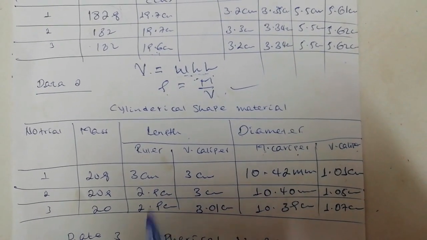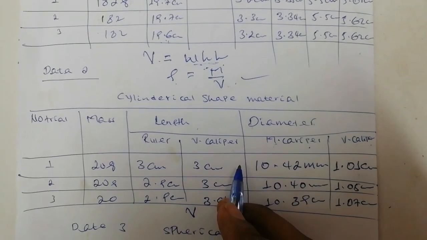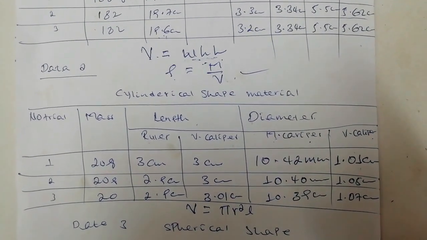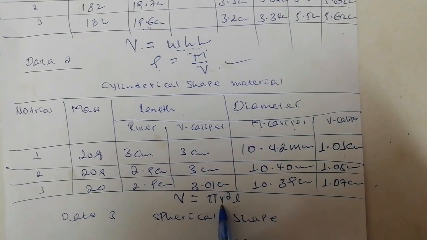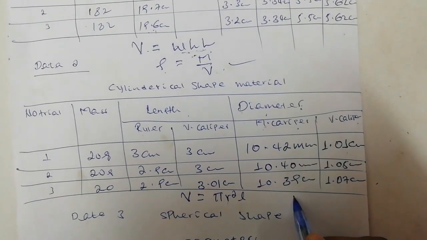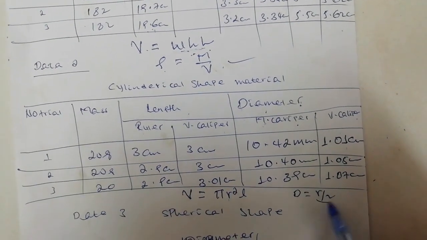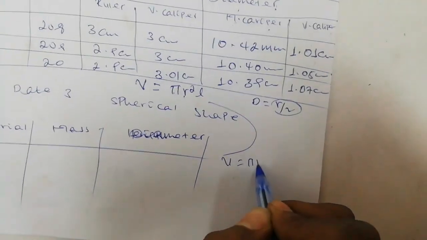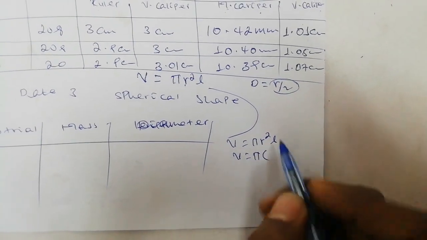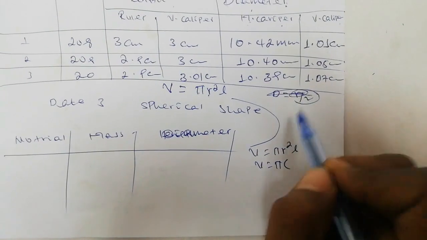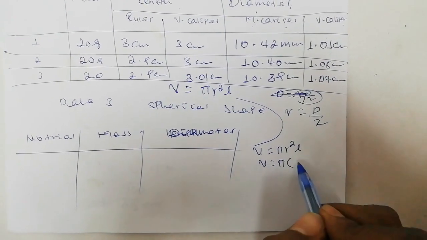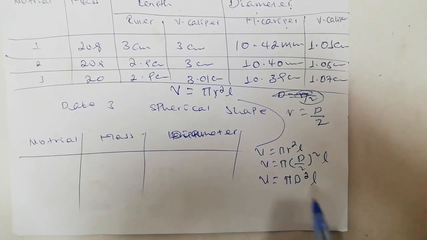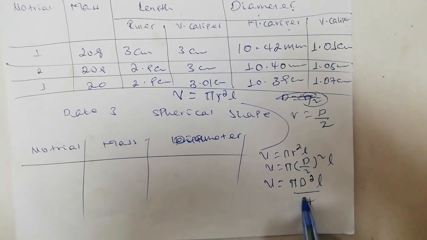Depending on this, when you calculate the volume for cylindrical shapes, volume is equal to pi r square L, where r is the radius. You can take it from the diameter: radius is equal to diameter over 2, so r square is d square over 4. So volume is equal to pi times d over 2, the whole square, times length, which is pi d square L over 4. Using this expression, you can get the volume.